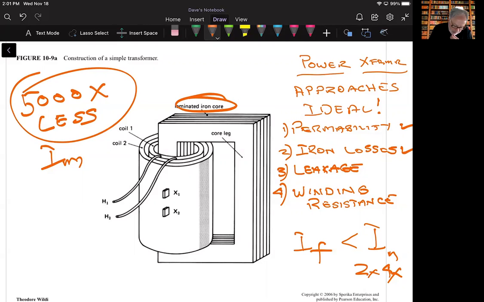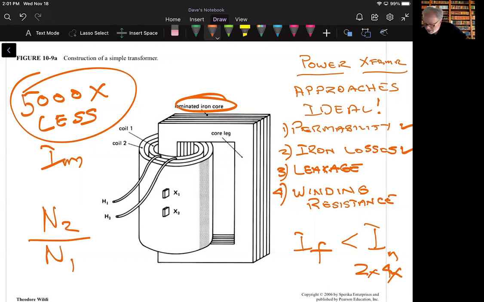Such tight coupling between the coils means that the secondary voltage at no load is almost exactly equal to this ratio that we're very familiar with times the primary voltage. Also there is this idea of voltage regulation. Once we connect a load to it, how much does the voltage drop? It's much better because of that.